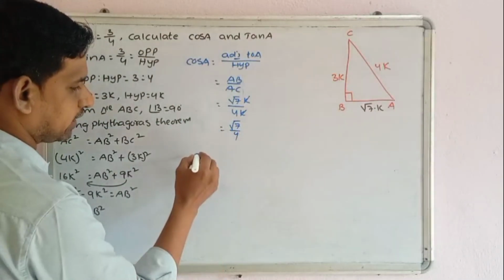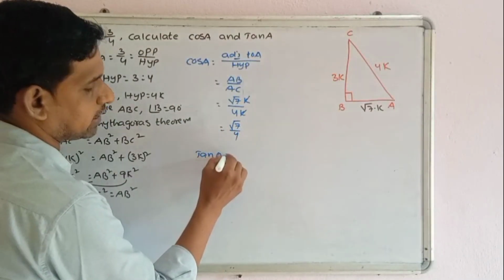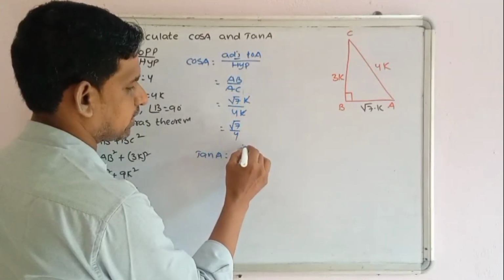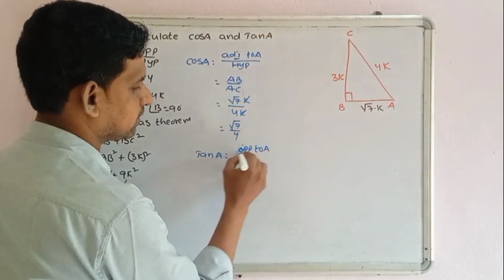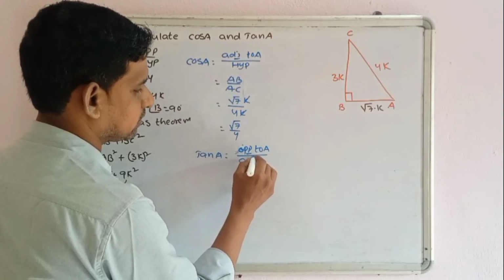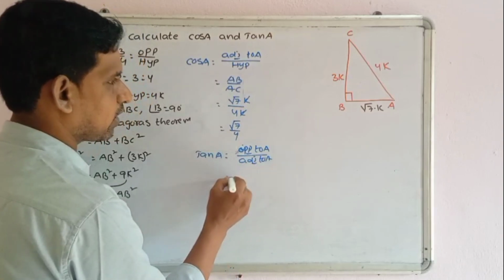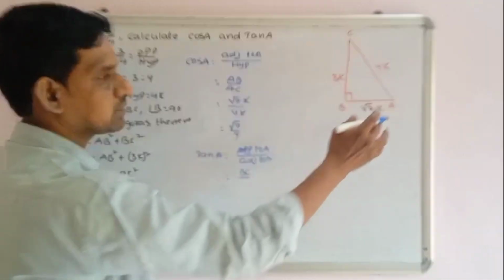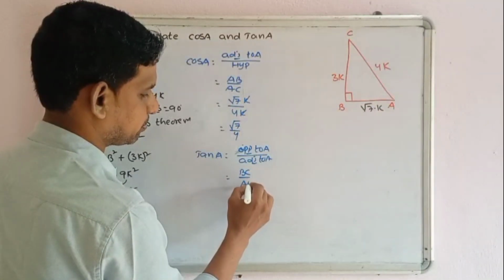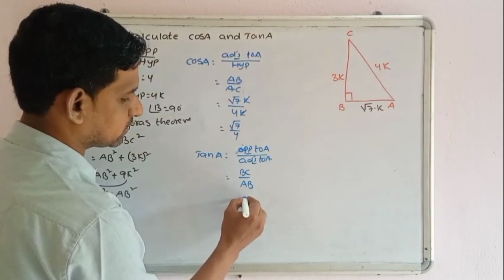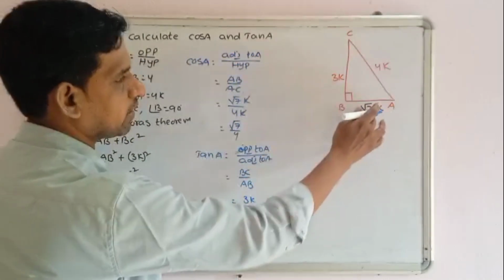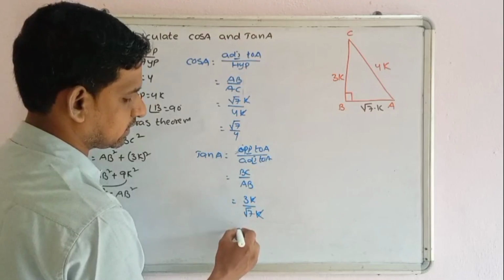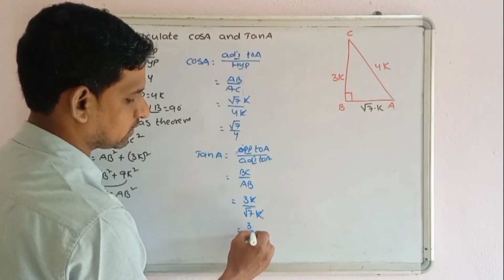Next, tan A. Tan A means side opposite to A by side adjacent to A. Side opposite to A is BC. Side adjacent to A is AB. BC value how much? 3k. AB value is root 7 times k. Now k gets cancelled. 3 by root 7.